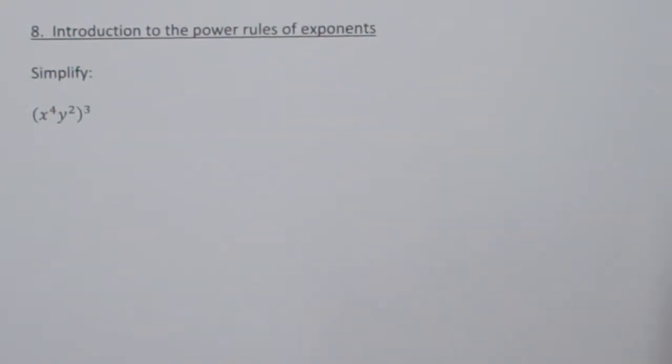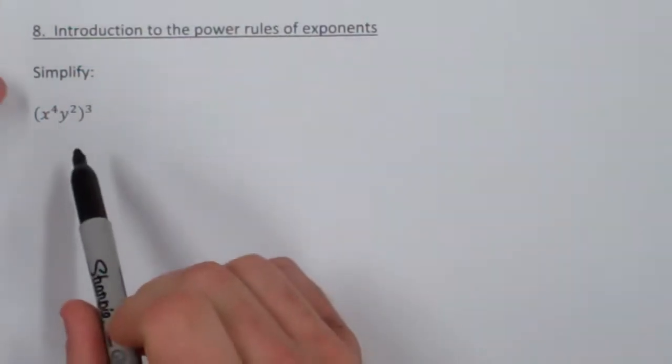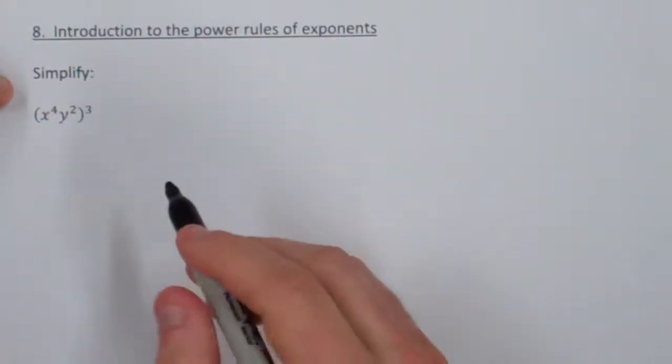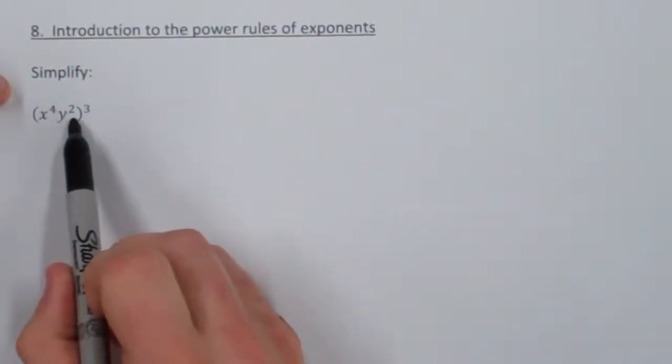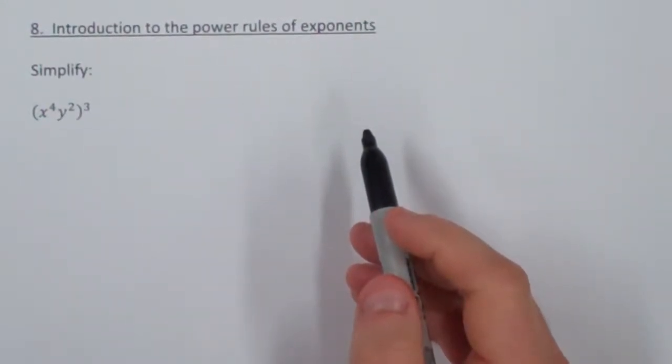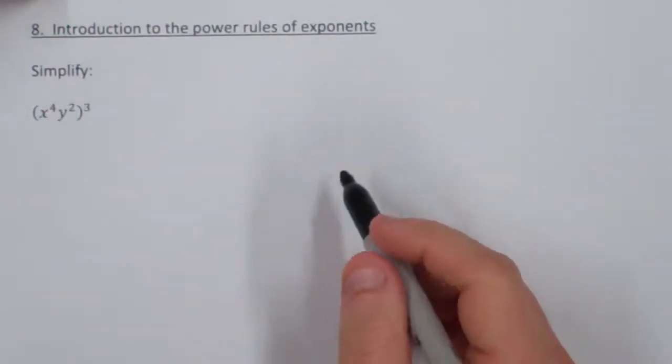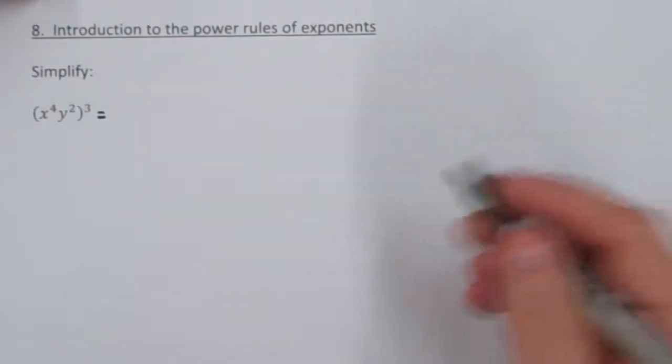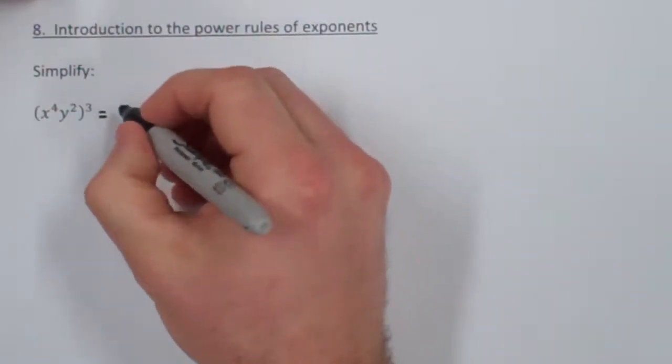For number 8, we've got a nice little exponential expression here to simplify. And in this case, we don't see any plus or minus signs in the middle of these factors, and that is a really good thing. If you had to write this out longhand, just so you have a picture of what's actually going on, you could do this.